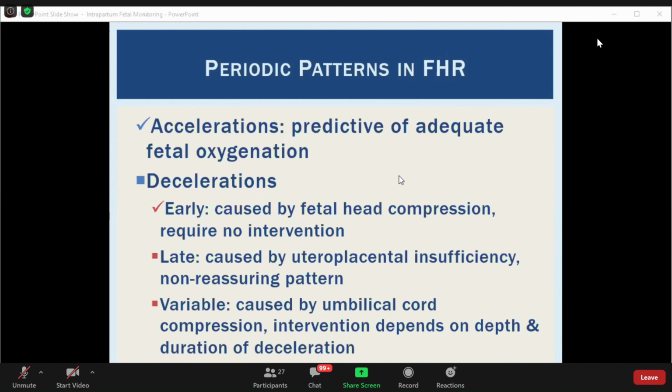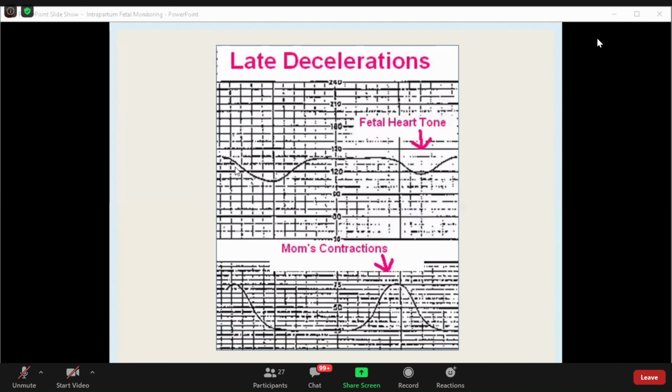So late decels, the heart rate drops after the peak of the contraction. So when you're looking at your slide, looking at the screen, you can see that the contraction already started, right? The contraction's already peaking, and then the heart rate drops. That is concerning.